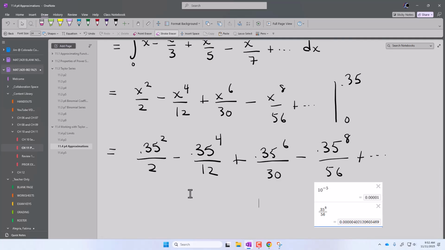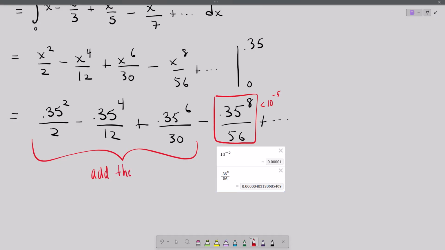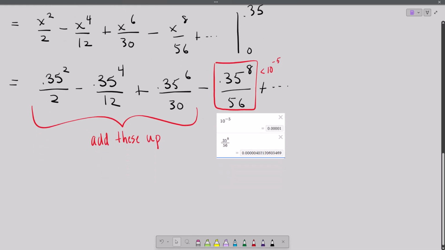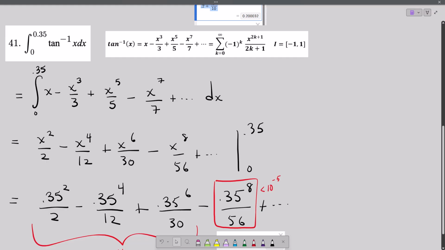So this term with the 8th power, this is the first term that's less than 10 to the negative 5. So your approximation is going to be the sum of these 3 terms. And I can add those up during the break. So whatever that adds up to, that is our approximation for this definite integral, and we will be within 10 to the negative 5 of the actual answer.